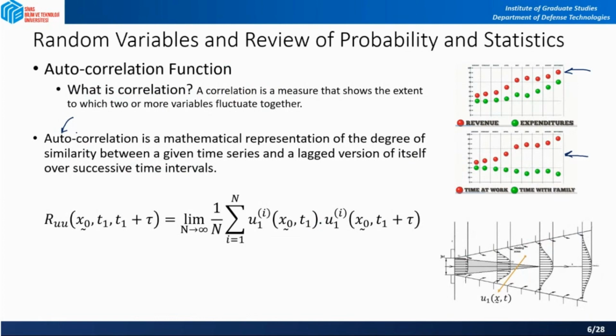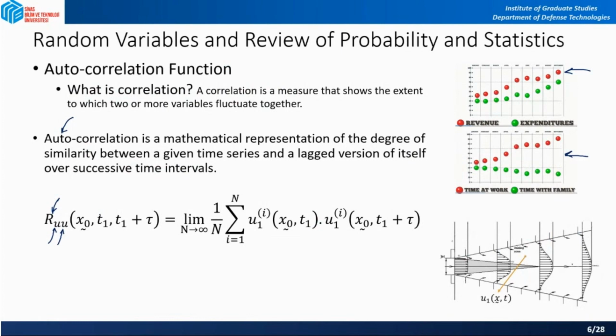We generally use capital R like this. It is autocorrelation, so the velocity u is correlated with itself. This has a numerical value, and whatever this numerical value is, it does have some physical meaning as well.